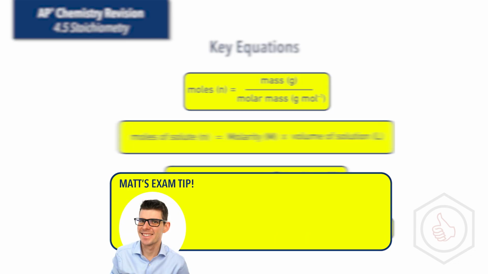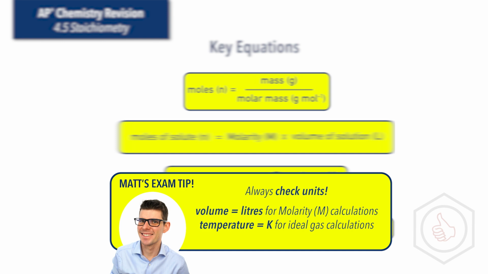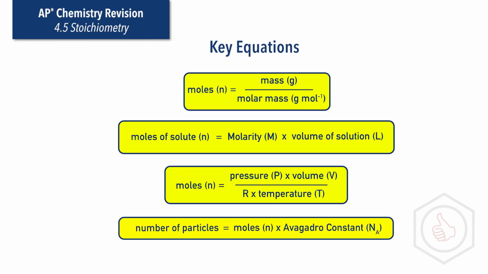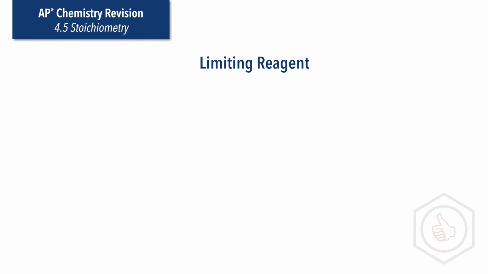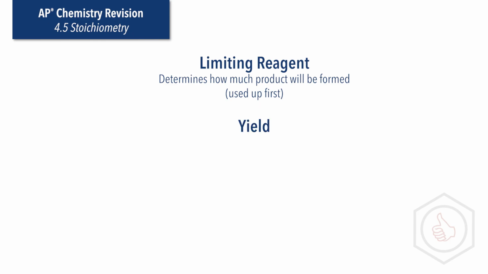Exam tip here: when calculating or converting molar amounts, always make sure you check your units thoroughly and carefully. For example, volume with solution calculations must be in litres for molarity, and temperature for the ideal gas equation must be in Kelvin. The limiting reagent in a given reaction is the reactant that will determine how much product can be formed. In other words, there isn't enough of this reactant to react with all of the other reactants, which are in excess. A yield refers to how much of a product gets formed in a reaction.